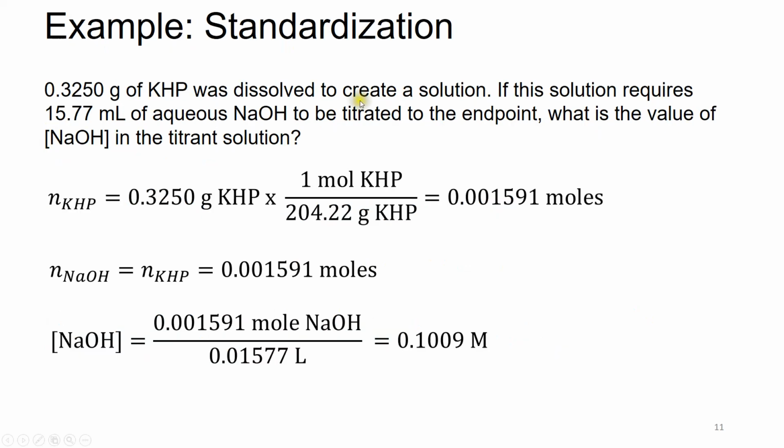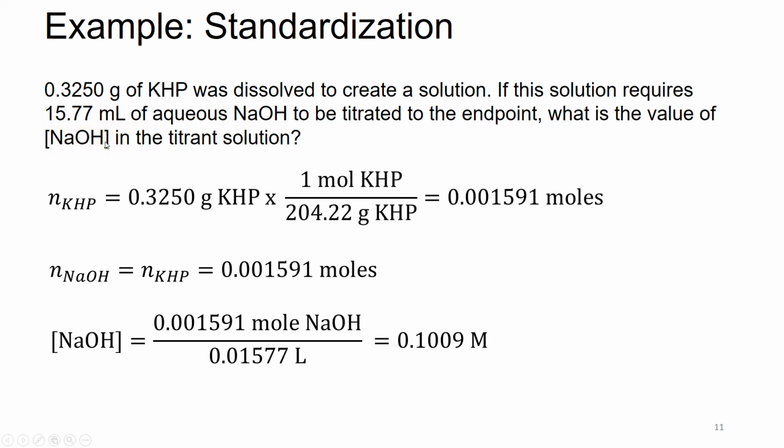Here's a numerical example. Let's say we have 0.325 grams of KHP. And we use sodium hydroxide to titrate KHP. We used 15.77 milliliters of this aqueous sodium hydroxide. Now, what's the concentration of sodium hydroxide?